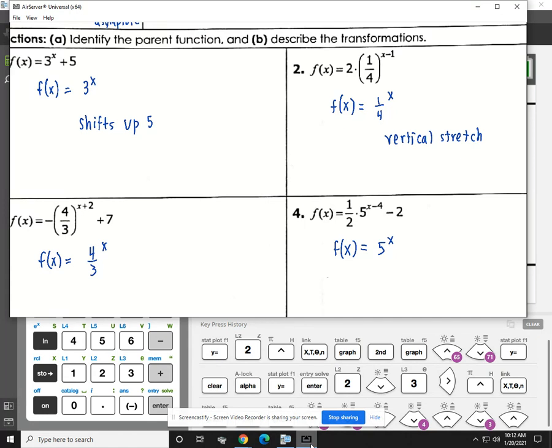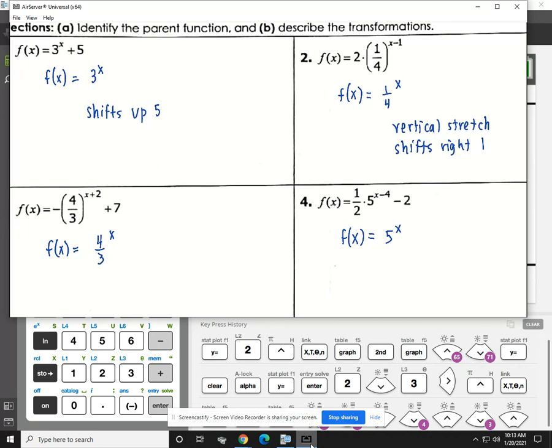What other changes happen to that parent function? Well, I'm subtracting 1 in the exponent. In the exponent is horizontal shift, right? And it's the opposite. So if that looks like a -1, it's actually a positive 1 horizontal shift. What is a positive 1 horizontal shift? Shifts right 1. I hope y'all are understanding this. I feel like I'm having to answer more than usual with you guys.